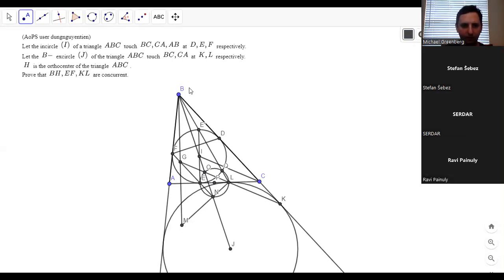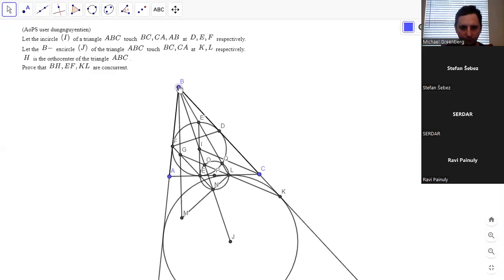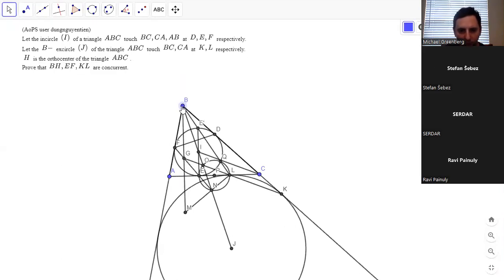Because we know that we can find the angle between CL and AJ. That's just, by an angle chase. So we know all those points are cyclic.